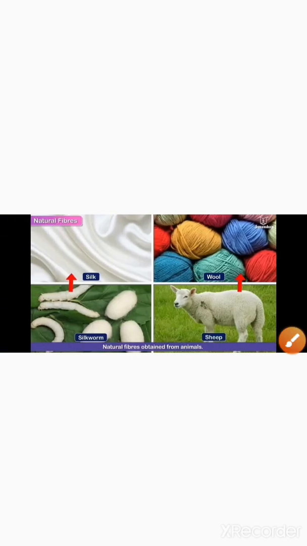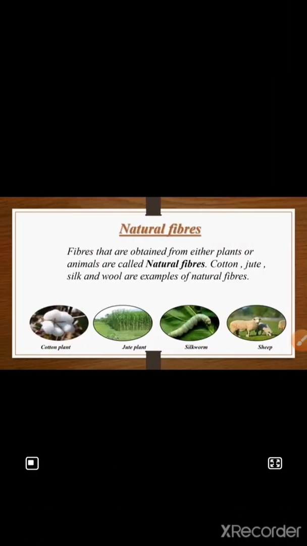So here silk is also a natural fiber because we get silk from silkworm, and wool is also a natural fiber because we get wool from sheep. Okay. Here you can see animals. We get natural fibers from animals. Okay. So here you can see the definition of natural fibers. Fibers that are obtained from either plants or animals are called natural fibers.